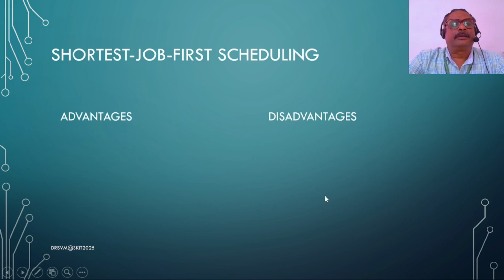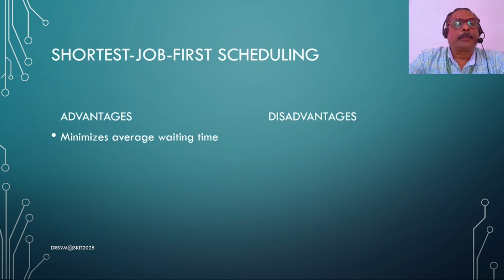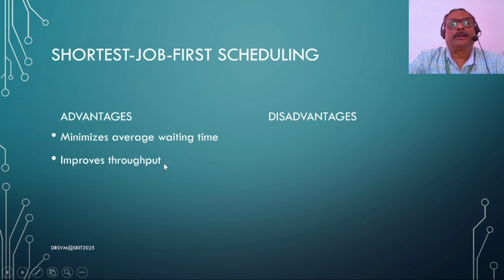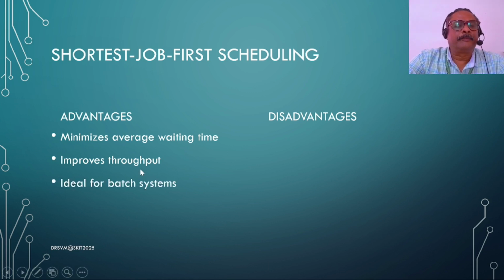So let's look at some advantages and disadvantages of shortest job first scheduling. This one, as we have seen, minimizes the average waiting time, definitely. It improves the throughput because the smaller jobs are taken first. Therefore, every now and then some jobs come out saying that I have completed. So if you keep looking at how many jobs are completed, the count keeps increasing quite fast. Therefore, you will have a better throughput.